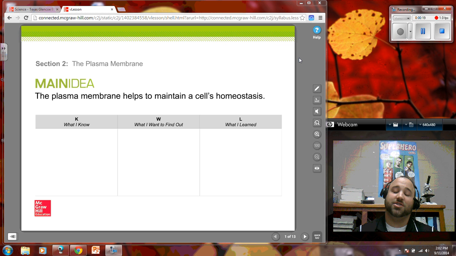Section 2 is about the plasma membrane. The plasma membrane could be considered one of the most important parts of the cell because if you don't have a plasma membrane, you don't have a cell. It doesn't exist. So let's get into it.